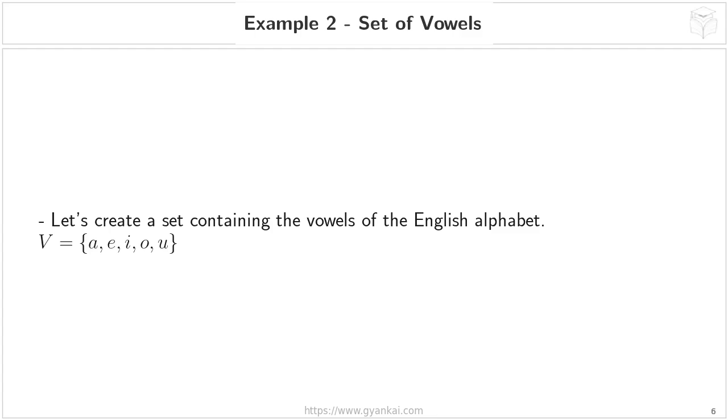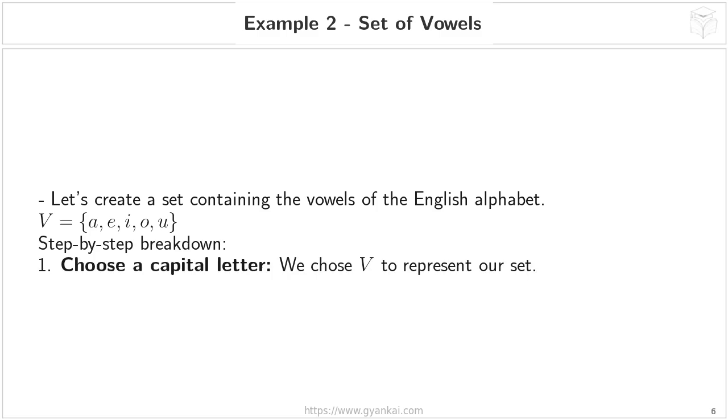Remember, vowels are those letters: A, E, I, O, and U. So we'll denote this set as V equals curly brace, A, comma, E, comma, I, comma, O, comma, U, curly brace. Notice how we're using a capital V to represent our set, just like we did with A in the previous example. Let's break this down step by step.